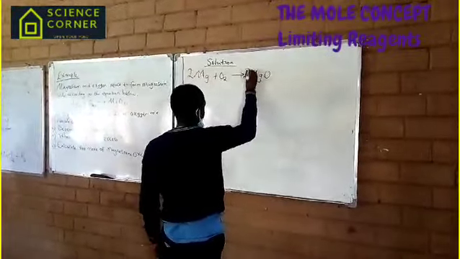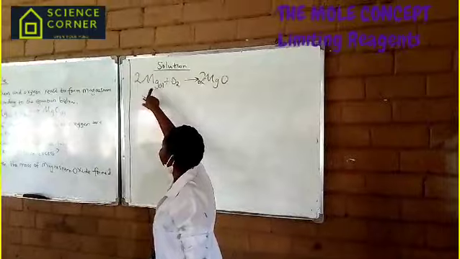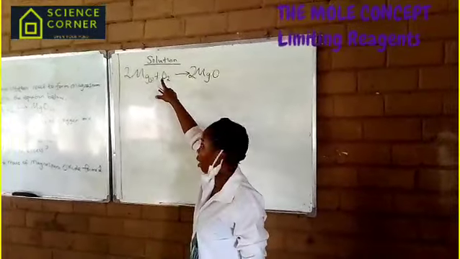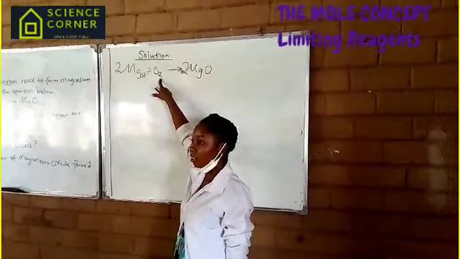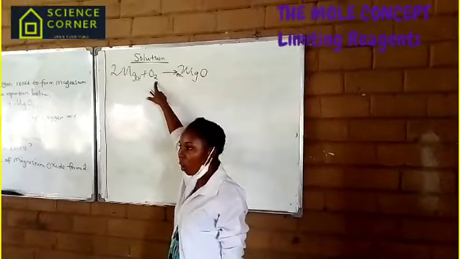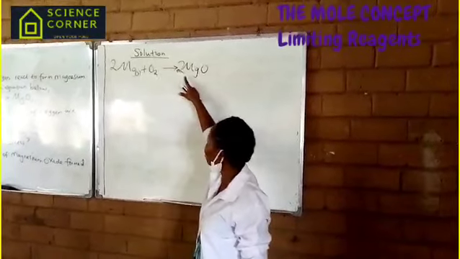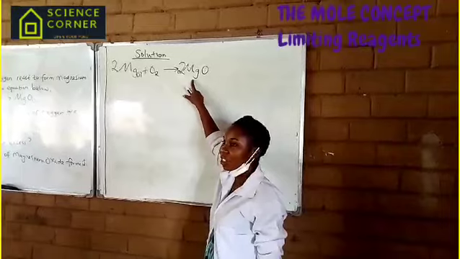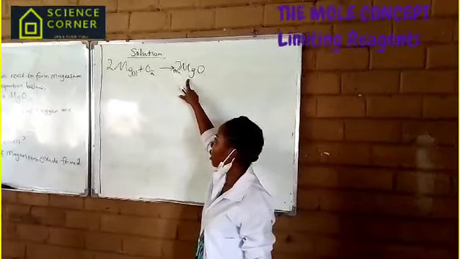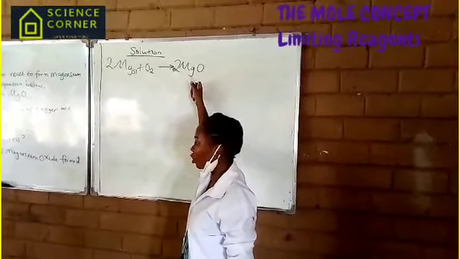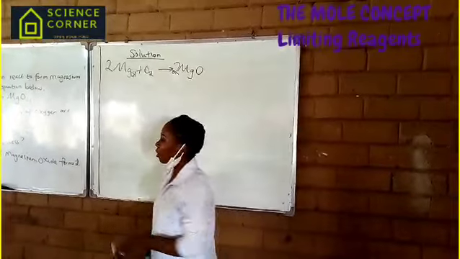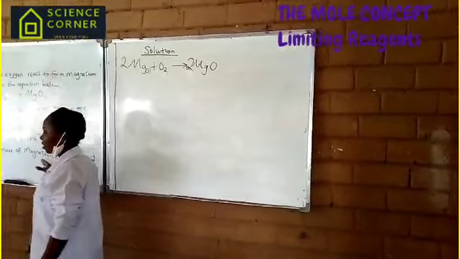So we have, according to the stoichiometric ratio, if you remember what we were dealing with last time, it means that 2 moles of magnesium is going to react with how many moles of oxygen? 1 mole of oxygen to produce how many moles of magnesium oxide? 2 moles. Okay, good. So this is the balanced chemical equation for that reaction. Okay, we have not yet answered our question.